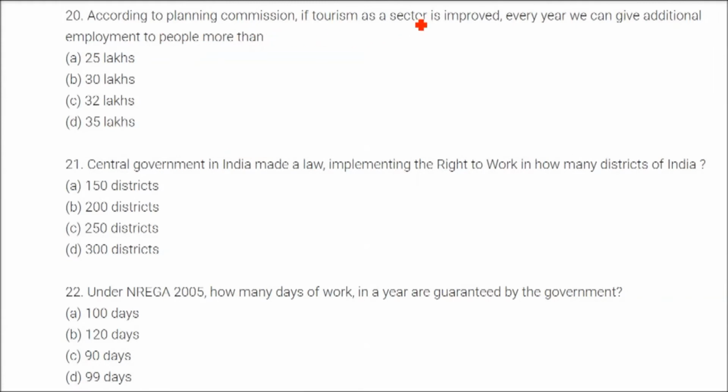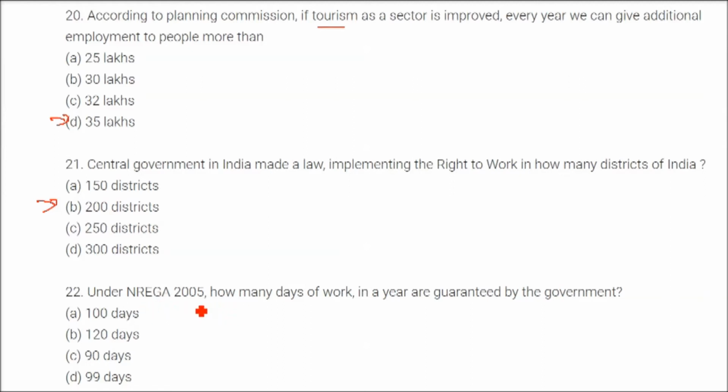According to Planning Commission, if tourism as a sector is improved, every year we can give additional employment to people more than 35 lakhs. Central government in India made a law implementing the right to work in how many districts of India? So initially it was 200, but now it has changed. So at this time, according to the content in the NCERT book, it is 200 districts.